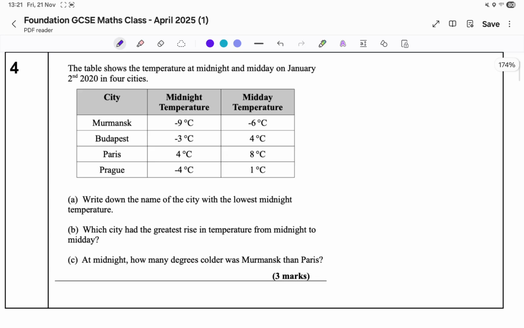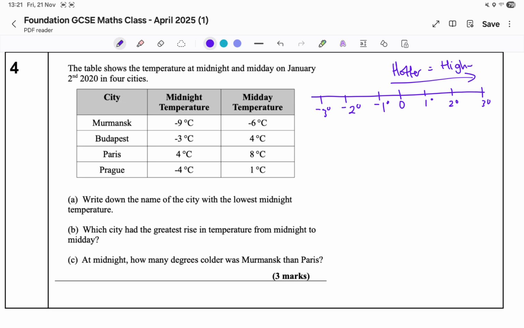So a bit of a worded question. The table shows the temperature at midnight and midday on January 2nd, 2020 in 4 cities. One thing to remember with temperature that kids tend to get confused is the higher the temperature, the hotter it is going to be. The lower the temperature, the colder it's going to be.